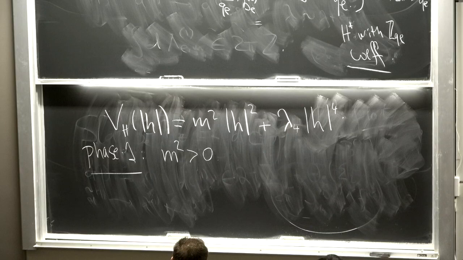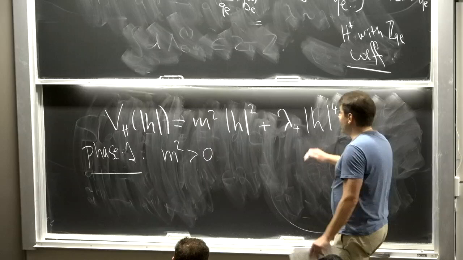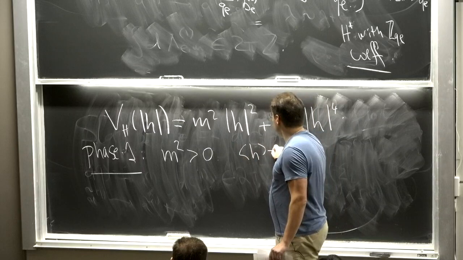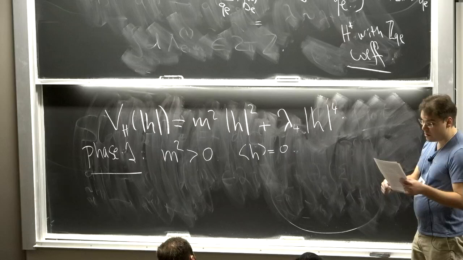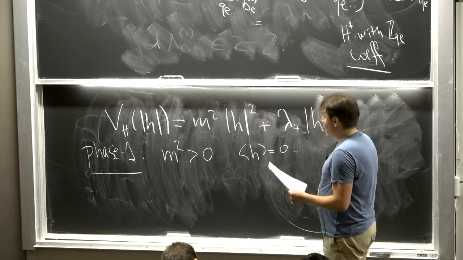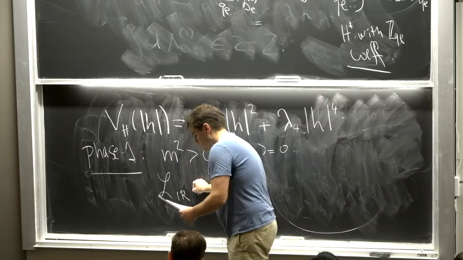What happens when m is very large? Well, we can integrate h out, right? H has 0 vev. It has mass m. Therefore, we can integrate it out. And at low energies, we recover a theory that only has a photon. So this leads to an IR effective action, which is simply Maxwell theory deformed by irrelevant operators. This is sometimes called the Euler-Heisenberg Lagrangian.